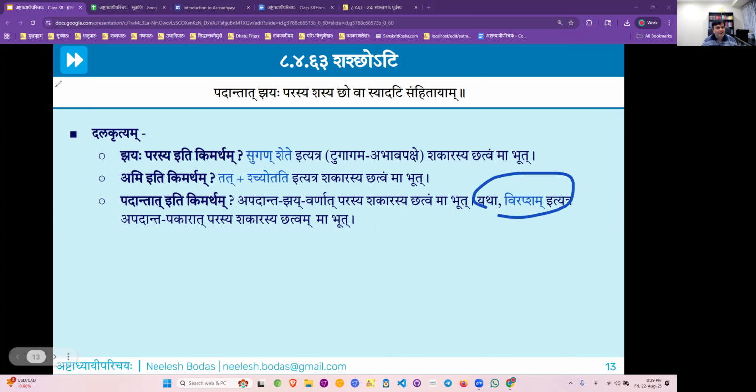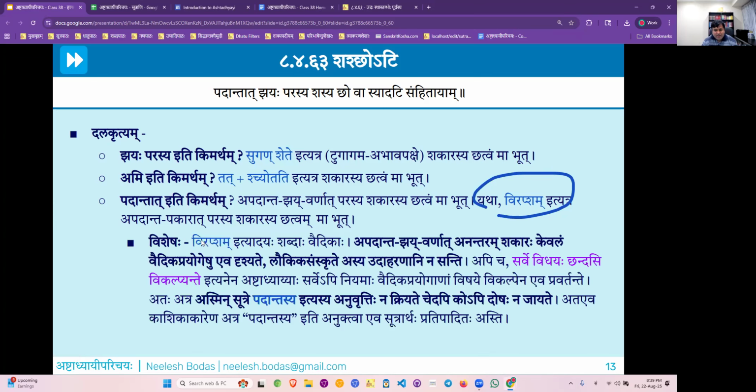Now the fun thing is, why am I so much ignorant about this word called virapsham? The answer is virapsham ityadayah shabdah vaidikah. Somewhere in some Veda this word was found.